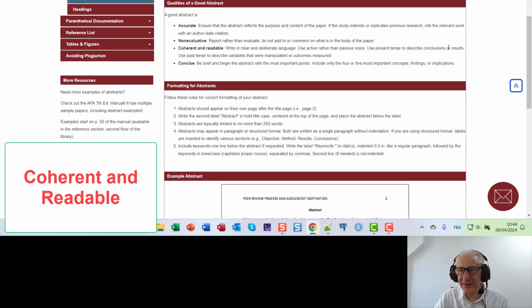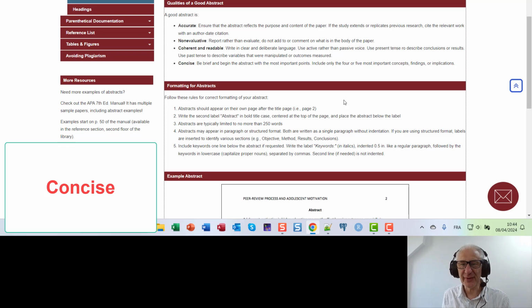Use the present tense to describe conclusions or results. Okay, so we conclude that. Use the past tense to describe variables that were manipulated. We measured the circumference of the trees. So you have the word measured in the past tense there. We processed the results. We carried out a chi-square test, t-test.